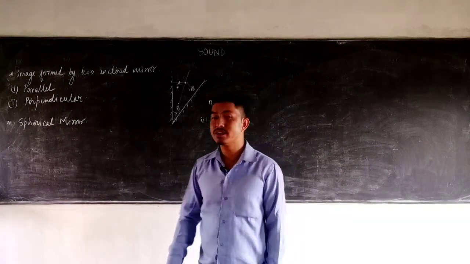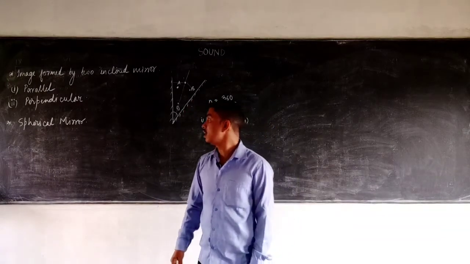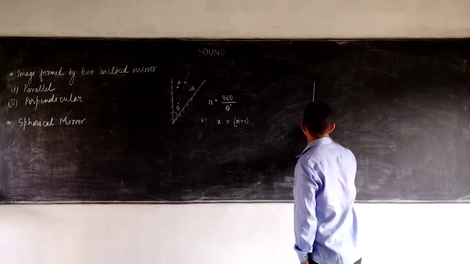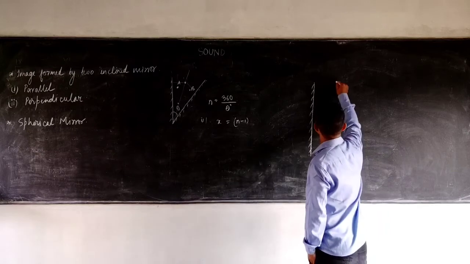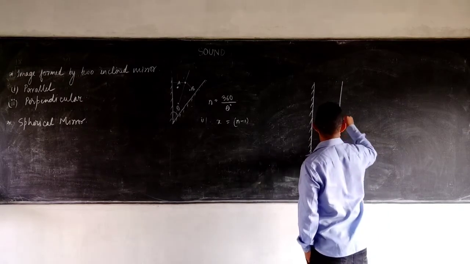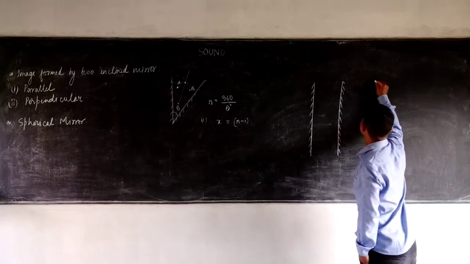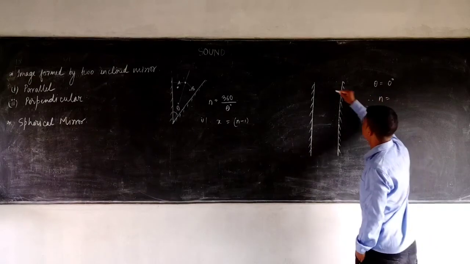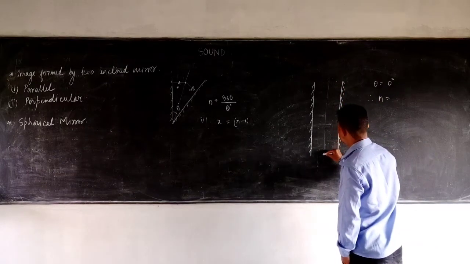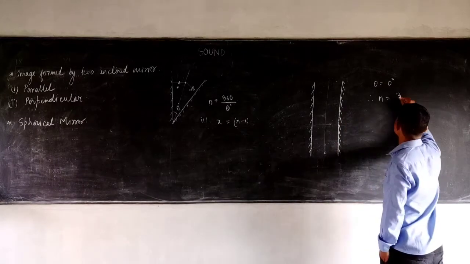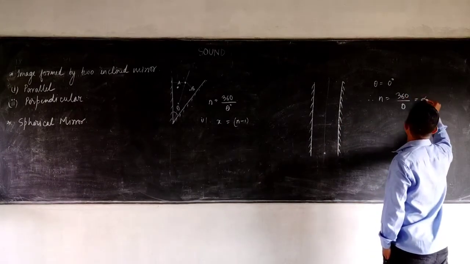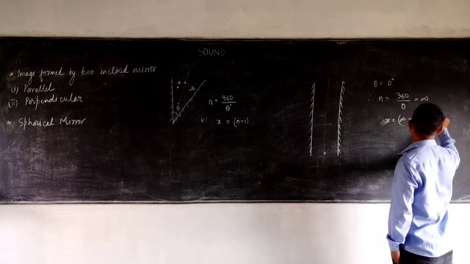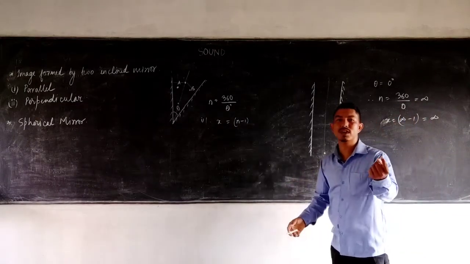Now there are two special cases: when the mirrors are parallel, and when the mirrors are perpendicular. When the two mirrors are parallel to one another, let us also draw the ray diagram. Theta is equal to how many degrees? 0 degrees. In this case we consider the object placed symmetrically. So n equals 360 divided by 0, which is infinity, and the number of images x equals infinity minus 1, which is still infinity.